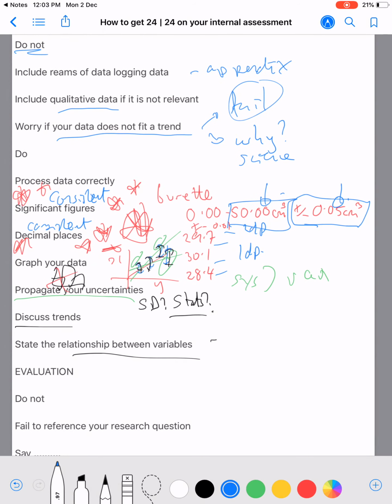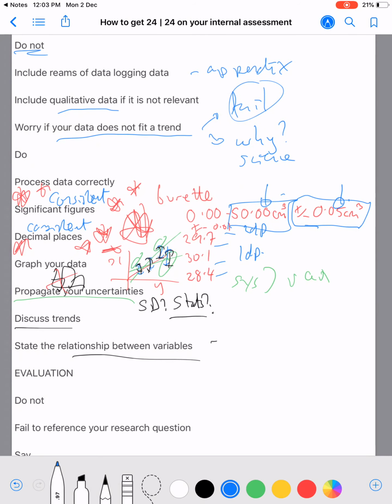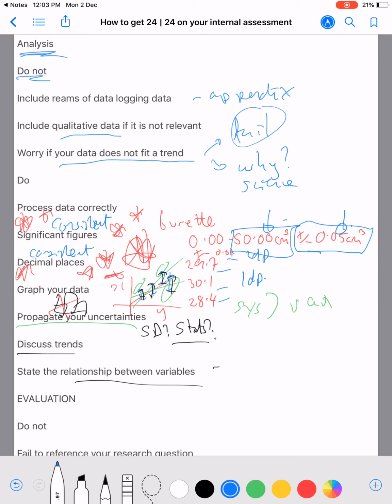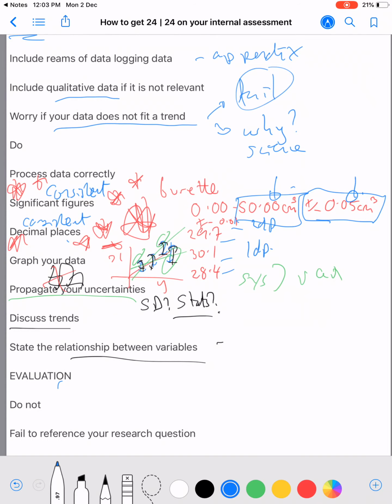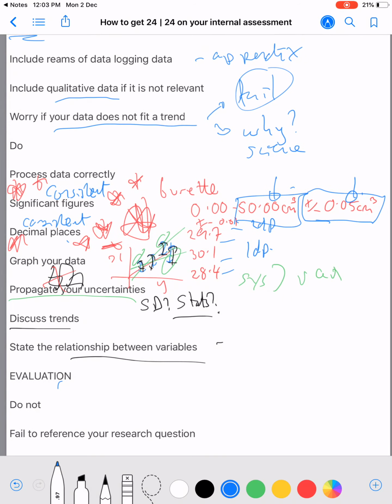In the evaluation, this is the number 1 area where students either get tired or bored or go to sleep, but it seems to be the evaluation is one of the more poorest scoring aspects of the IA.